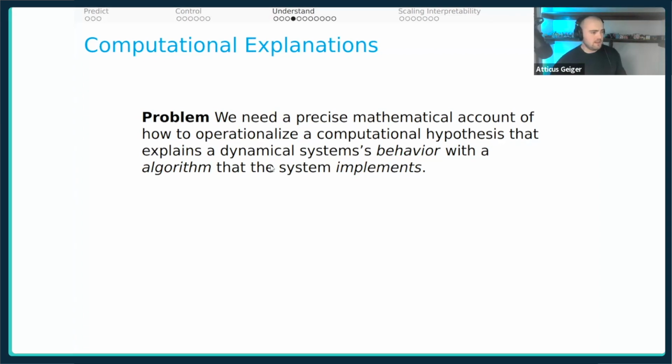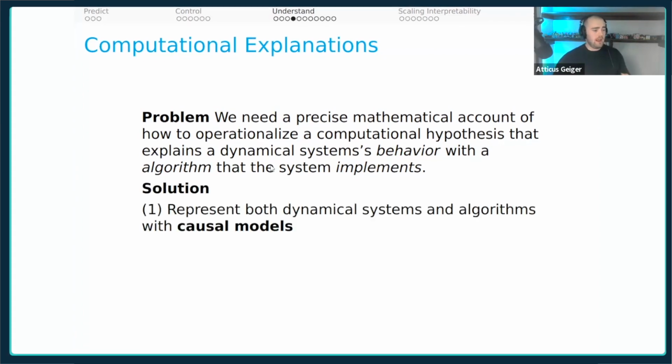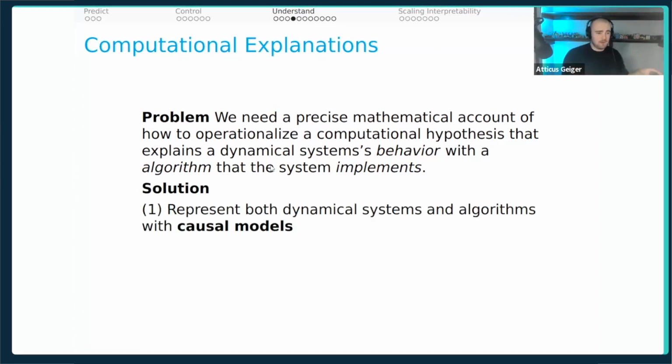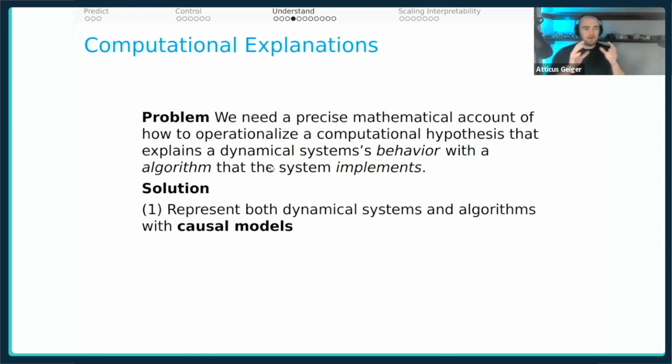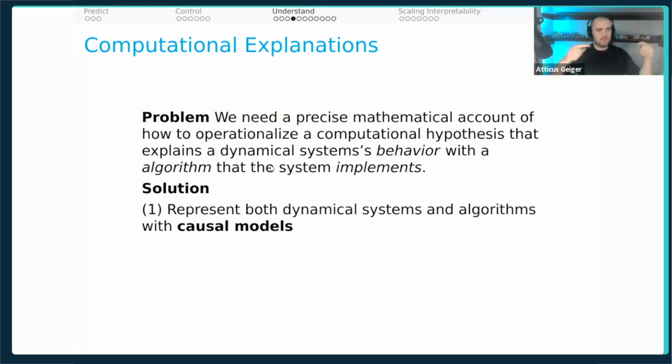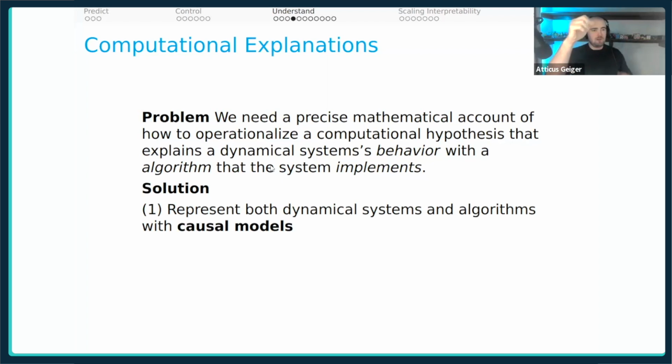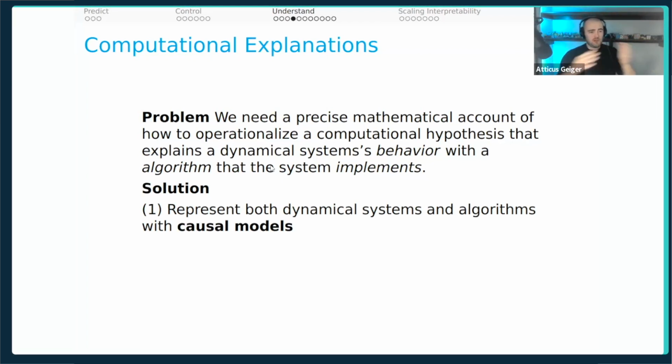What this means is you can represent both a dynamical system, like a deep learning model, and an algorithm as a causal model. What is a causal model? A causal model is just something with discrete graphical structure. So it's a bunch of circles, a bunch of arrows between those circles, and then functions that tell you, how do I know the value of this circle based on the circles that are pointing to it? So it's just discrete graphical structure with functions telling you how information flows across it.